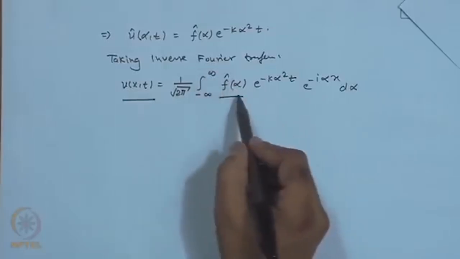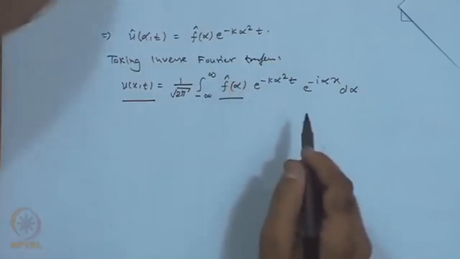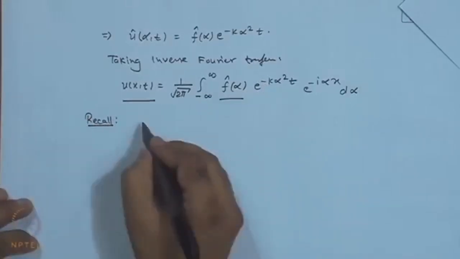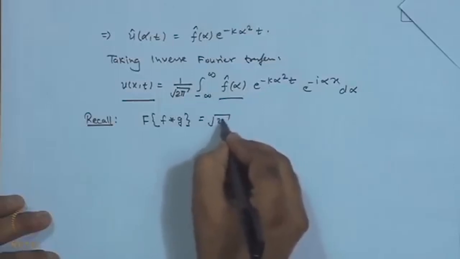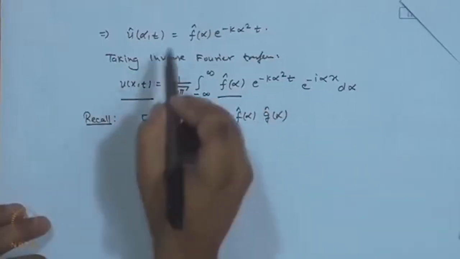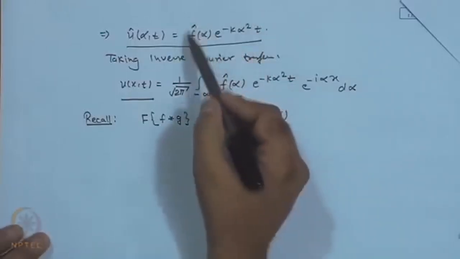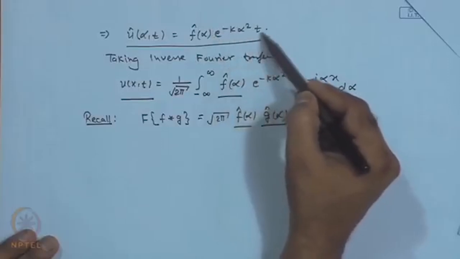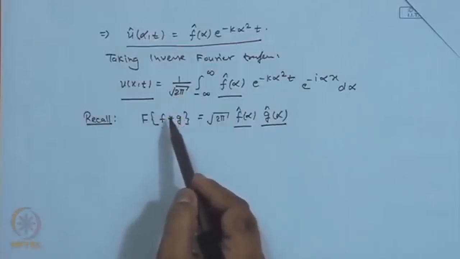So, it is better to have a solution which does not have this Fourier transform. We may have the initial condition because that is given already, but we should not expect to have its Fourier transform. In order to avoid this, just recall the convolution theorem. The Fourier transform of f star g was square root 2 pi times f hat(alpha) and g hat(alpha). If we take the inverse Fourier transform of the multiplication of two Fourier transforms like we have here, and we know the inverse Fourier transform of one of them, then we can get u(x,t) just by the convolution of f and g.